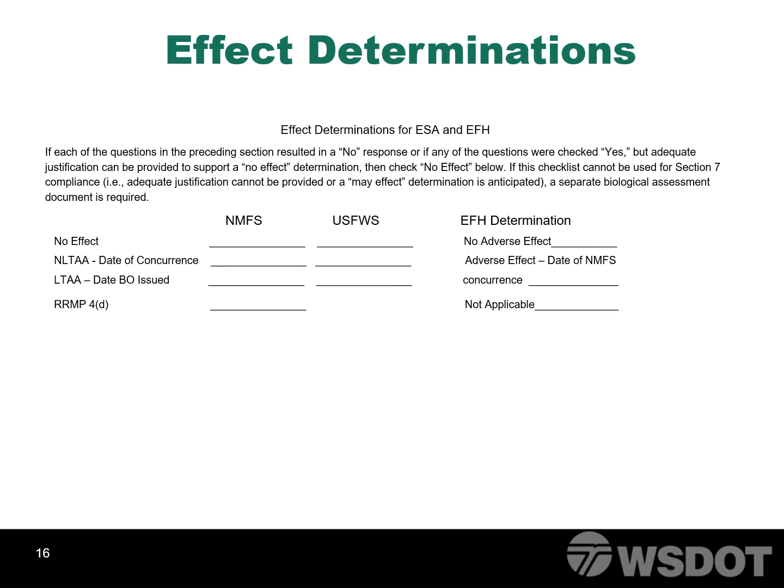Finally, we come to the overall effects determination page, where you will identify what the effect determination is for both NMFS and U.S. Fish and Wildlife species, as well as the EFH determination. Even if the project will require either an informal or formal consultation, this is where you will indicate what consultation was done and when you either received a letter of concurrence for an informal consultation or a biological opinion for a formal consultation, or if you were able to use the RRMP for NMFS listed species. You'll also indicate what the EFH determination was on this sheet as well.